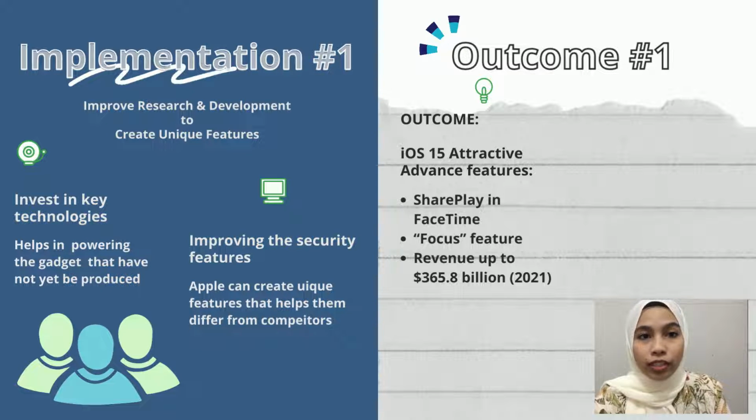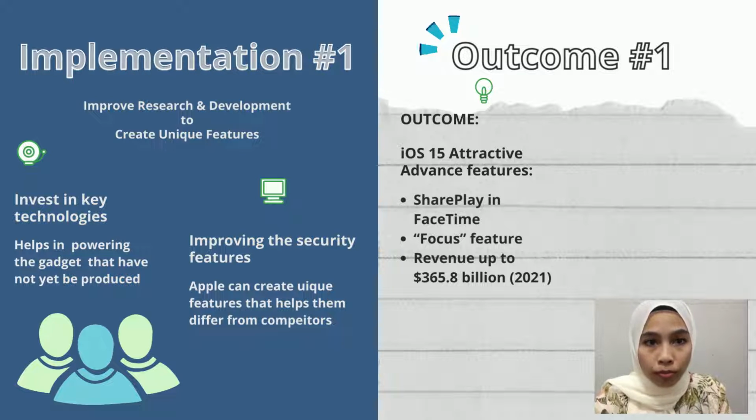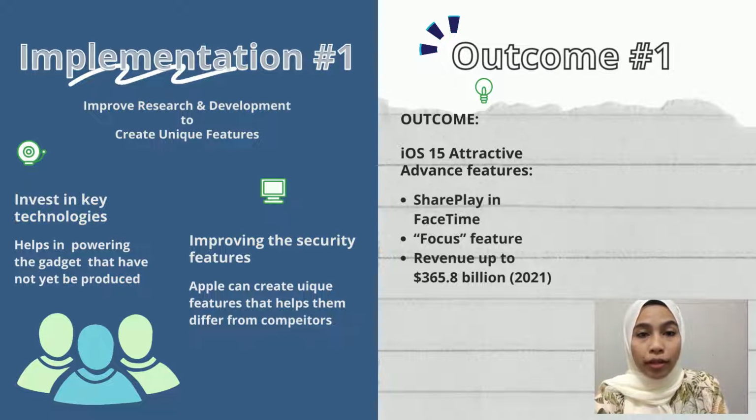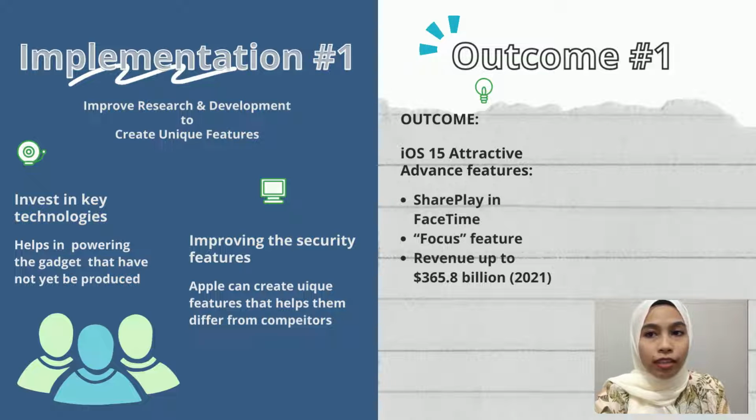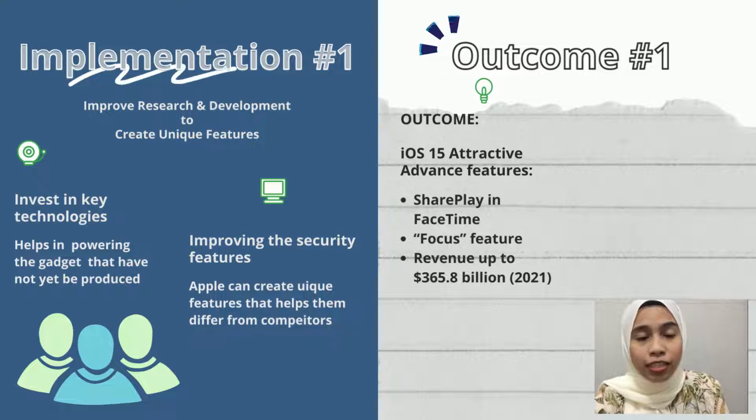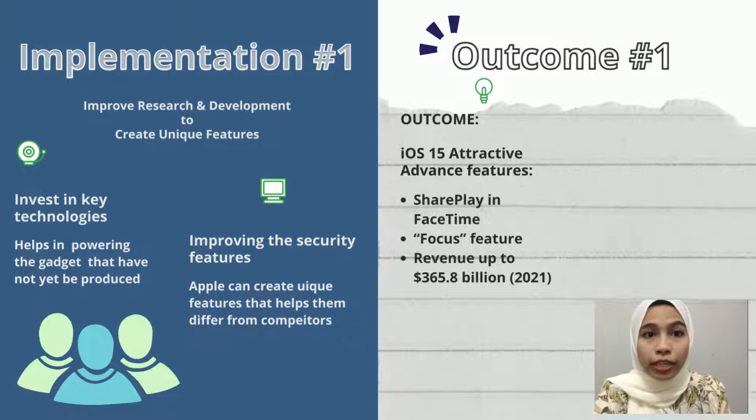Apple should take the risk by investing in improving security features that could make the product differ from other competitors, and also investing in key technologies could help power gadgets that have not yet been produced, such as creating unique features that could filter or mute any notification from coming in that could disturb the users when using the phone or other applications in the phone.